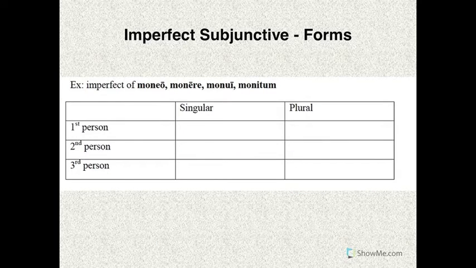Let's do an example. Let's go ahead and do the imperfect subjunctive of moneo, monere, monui, monitum. Once again, I'm going to take our second principal part, or the present active infinitive, and that's going to be the stem upon which we add the personal endings. So I'll go ahead and write monere in all 6 blanks.